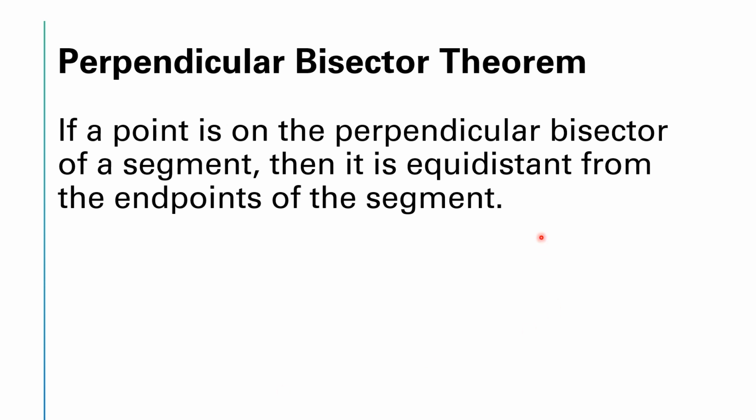We've got something called the perpendicular bisector theorem. It's very useful. It says if a point is on the perpendicular bisector of a segment, then it is equidistant from the endpoints of the segment. This is definitely going to be easier if you just look at a picture, so let's go ahead and get our picture up.